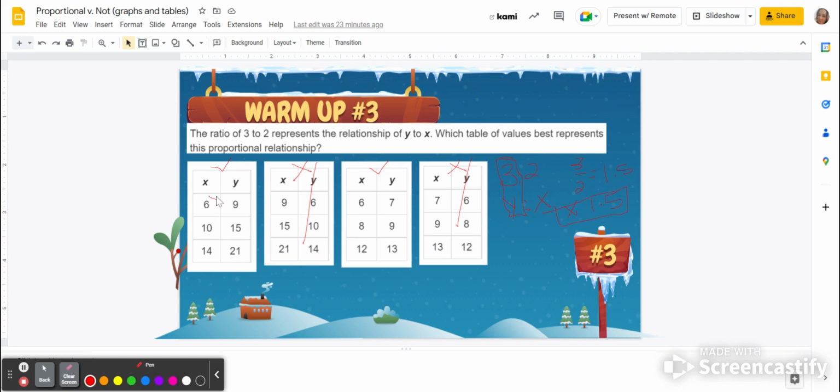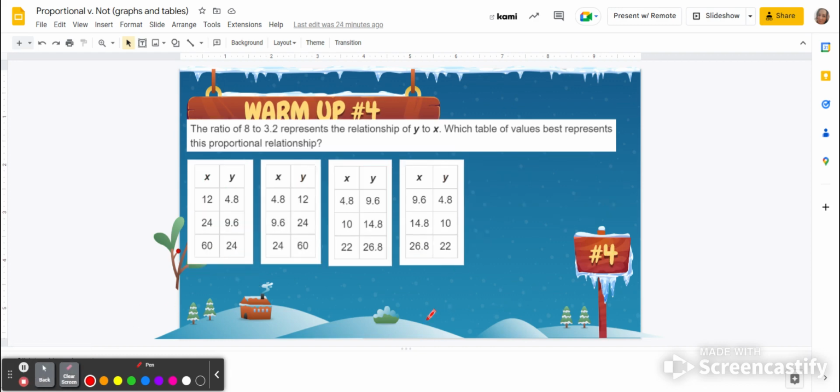So that means 6 times 1.5 should equal 9. 10 times 1.5 should equal 15. 14 times 1.5 should equal 21. So if I do all those calculations, 6 times 1.5, I do get 9. 10 times 1.5, I get 15. And 14 times 1.5, I get 21. So my answer is this one.